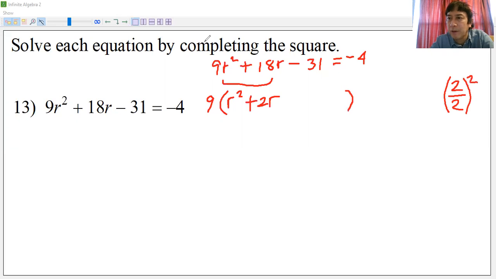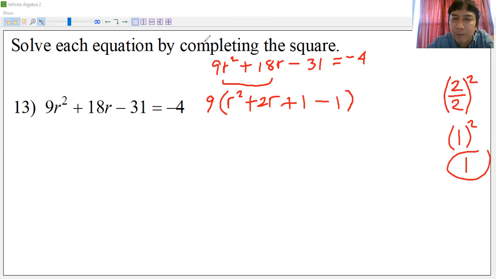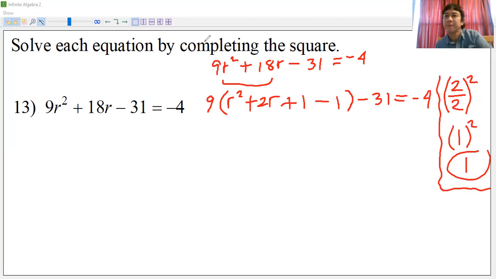Okay, and that will be 1, then we square, that's 1. That means this is our number to be added and subtracted. So we're going to add 1 here and subtract 1 there. After which the equation continues to the minus 31. Minus 31 equals, as is, minus 4 on the other side. We put a fence over there like that.